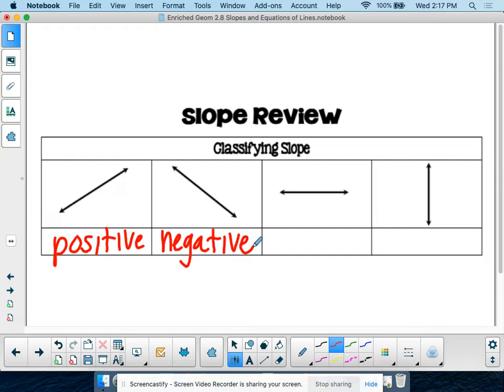Now these are the tricky ones. If it's just a horizontal line, that's a slope of 0. It's not increasing or decreasing, it's staying the exact same. And if it's vertical, it's undefined. I like to abbreviate that one with UND. You do you. But those are our 4 slopes: positive, negative, 0, and undefined.